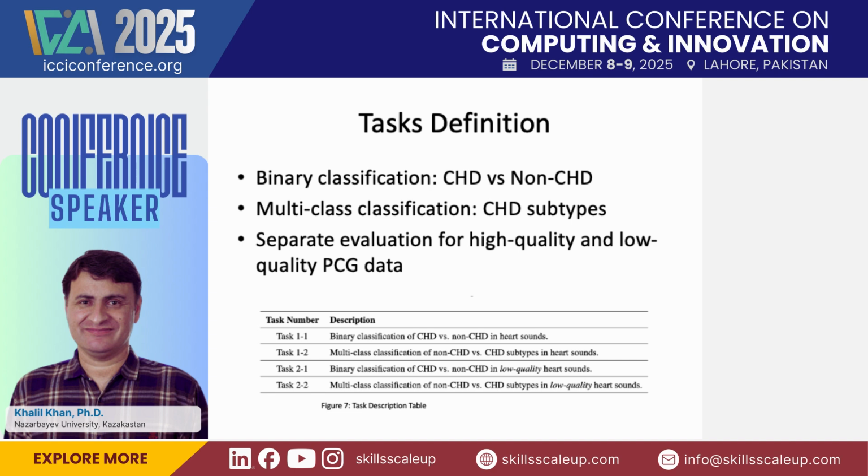And then task 3, which is 2.1, we classified that for the low quality heart sound, CHD versus non-CHD. As you saw previously, we have clean recordings and we have some recordings with noise. So this is for the second scenario. And then for multi-classes, we also did the same, CHD versus non-CHD.